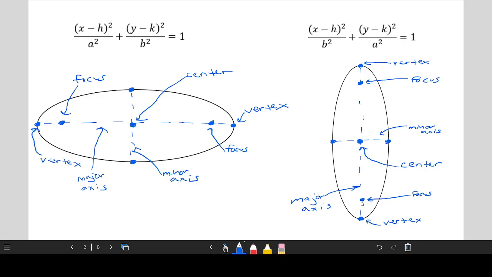The distance between the focus and the vertex is representative of how elongated the ellipse is. If it's more stretched out, more elongated, the focus will be very close to the vertex. If it's close to almost looking like a circle, where the major and minor axis are almost the same length, then that focus is going to be closer to the center. And the two are going to be the same distance from the center.